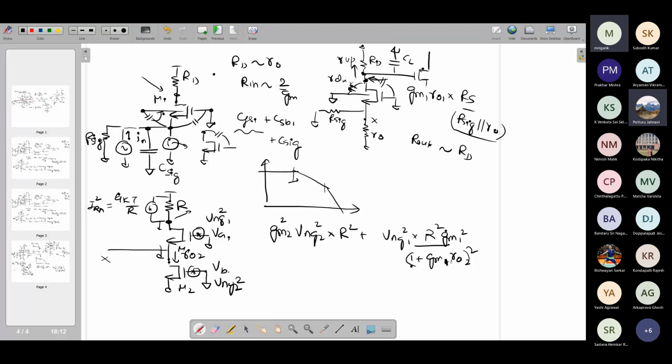And again, if I assume that this quantity is much larger than 1 and R is much smaller than RO, then as compared to the contribution of the current source, this contribution is going to be small, and therefore I can ignore it. And then I also have the contribution of the current source, 4 kT by R. So what is the contribution of this 4 kT by R into what?